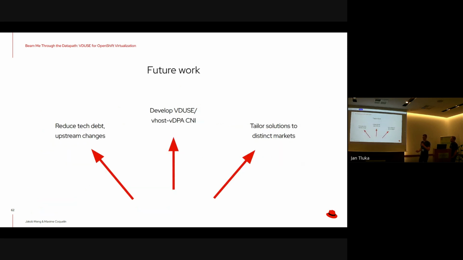And we have a couple of plans for what we want to do in the future. First, we want to finish up our to-do list, in particular, finish the live migration part. Develop a new CNI that moves our solution closer to SR-IOV, so less features, more performance. And finally, take our three components and make solutions for different customers.